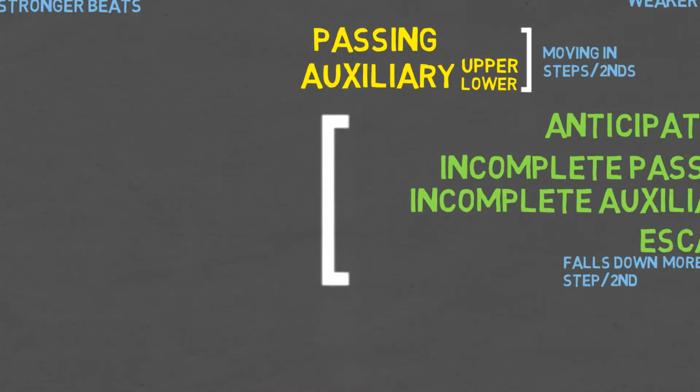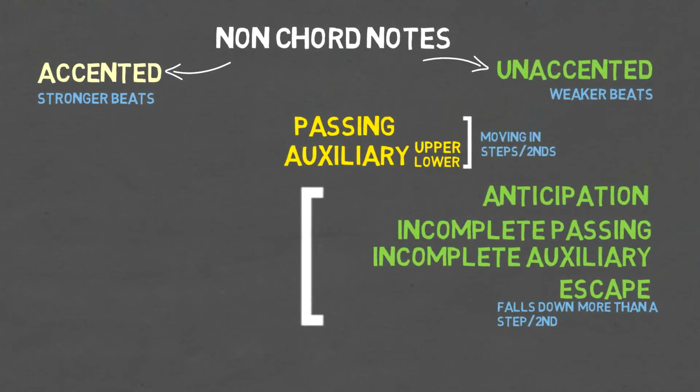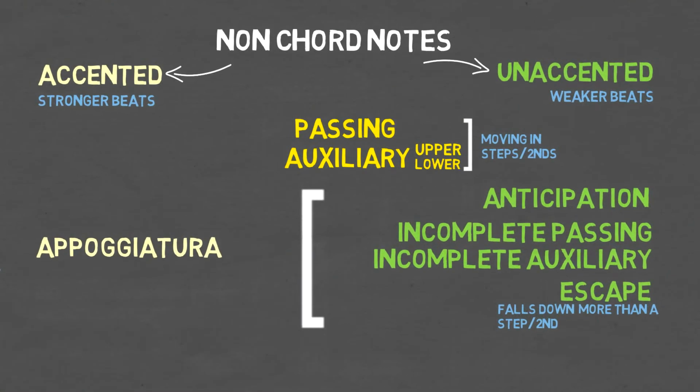Now that we have covered all the unaccented scenarios that occurred in the common practice period, let's look at the accented non-chord notes. The incomplete auxiliary note, the incomplete passing note, and the anticipation notes have a special name when they are accented, the appoggiatura.